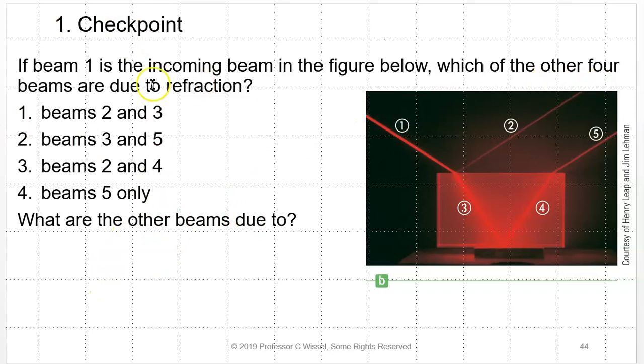Okay, they're asking which beams are due to refraction. Assume this light coming in from this side, that's the incident light. They're looking for refraction. Refraction is where there's a bending when it goes through an interface. Here is a bending, it's going through an interface. Here is another bending, it's going through an interface, okay? The other beams, 2 and 4, are reflection; 3 and 5 are refraction.